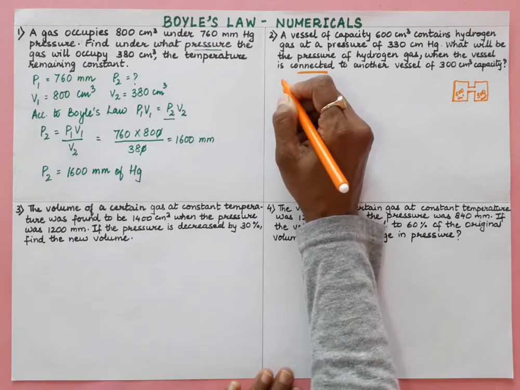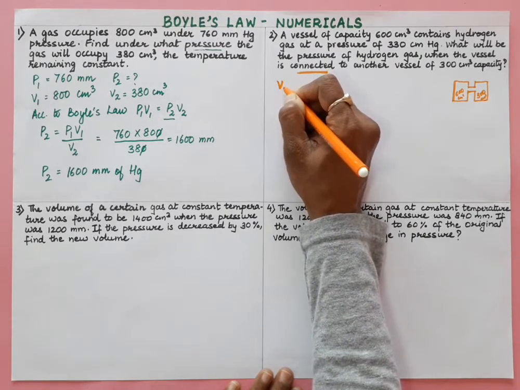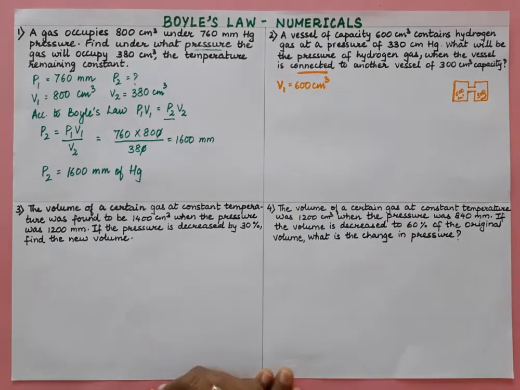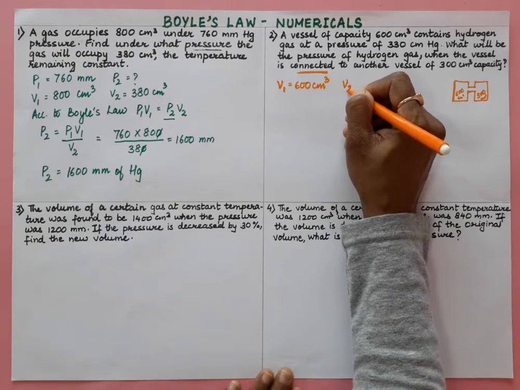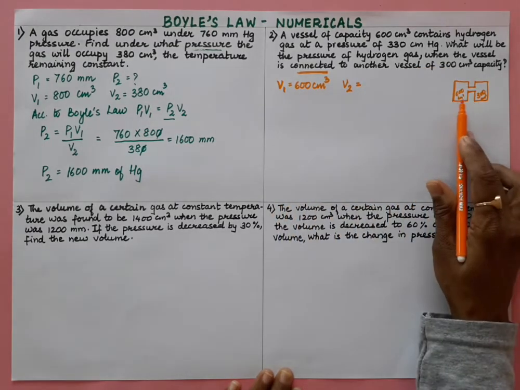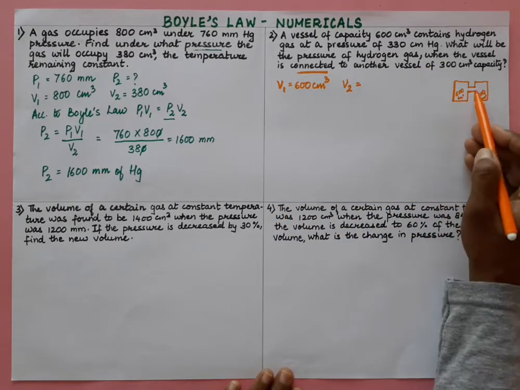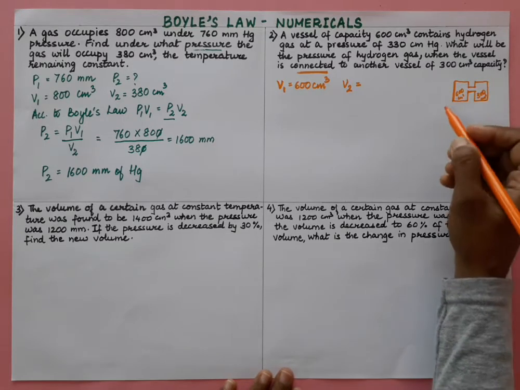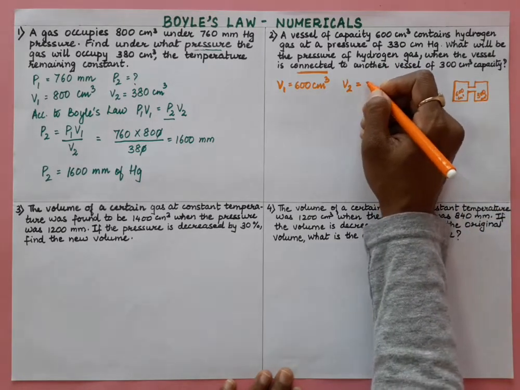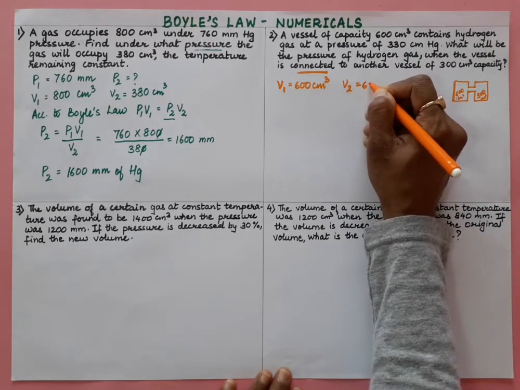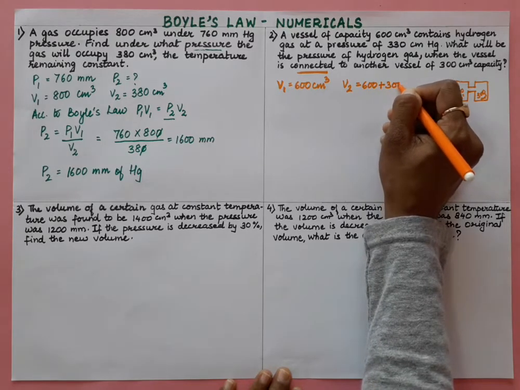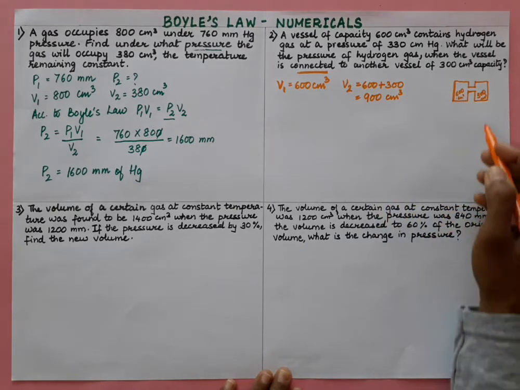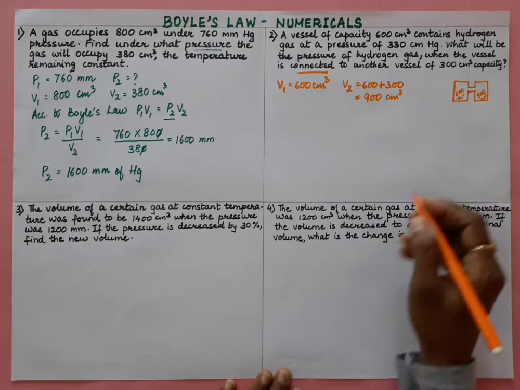So let us first write the given data. Given data says that V1 is 600 cm³, right? And what is V2? V2 is the total of both, because when you connect the vessel, the gas will occupy both the containers, and the total will be 600 plus 300, equal to 900 cm³. That is V2, the final volume, because the vessels are connected, so the gas will occupy both containers.